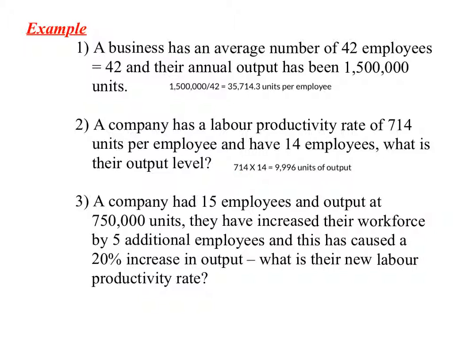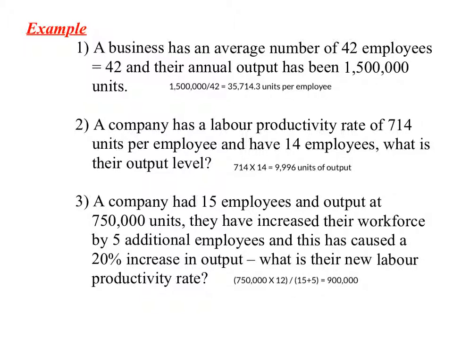The next one. Now, for question 3, their current labour productivity rate would be 750,000 divided by 15, and that would get you 50,000 units per employee. But circumstances have changed. They've recruited more workers and they've managed to increase output. Now, the question is, with the increase in labour, has it made them more productive or has it actually made them less productive? So let's have a look.